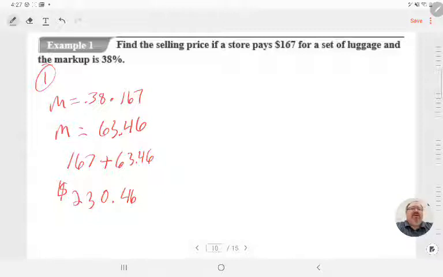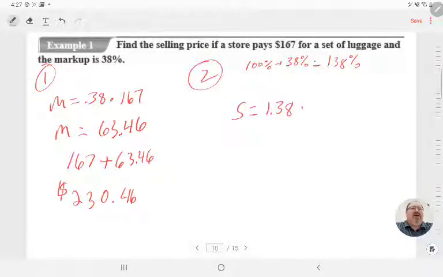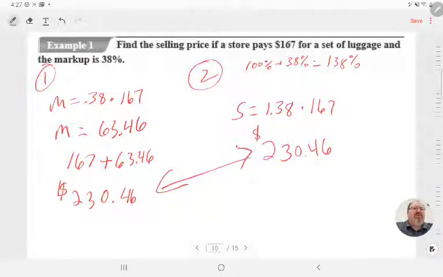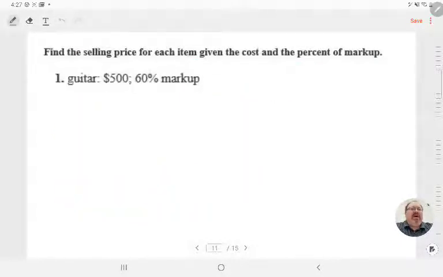I'm going to end up with $230.46. The second way is I would have 100% plus 38%, which would give me 138%. So to find the selling price, I can take 1.38 times 167, and it needs to come up with, and it does, $230.46. Same amount. So it doesn't matter which way you choose to do it. All right, try this one. Come back and see how you did.